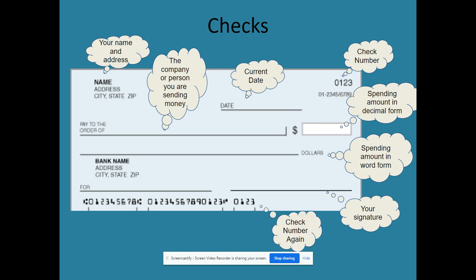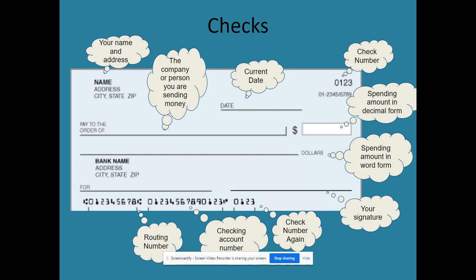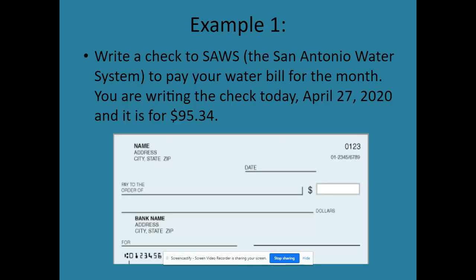The check number again is at the bottom, along with your checking account number and your routing number. In most places, when you go to buy something, they will ask you for your routing number to take it from your checking account. Then you have your note to self, or basically who you're writing the check for or what you're writing it for. And finally, the bank name and address is typically on your check.